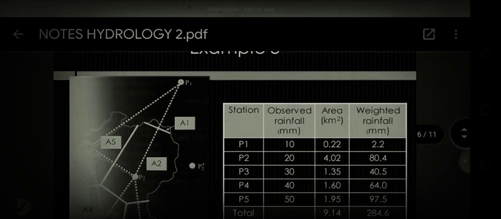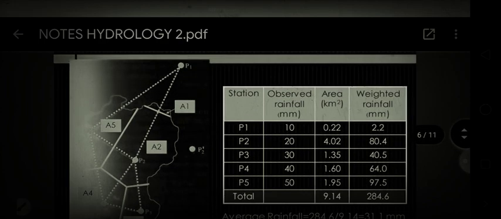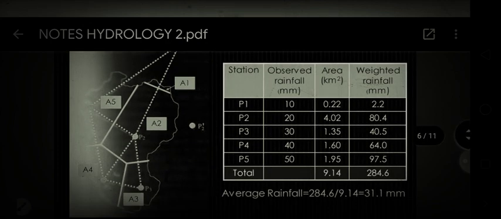If we take an example to understand this, you can see the figure. Here some rain gauges are installed outside the area and some within the area, and we divided it into a bunch of triangles and specified an area for each specific station, so we can have the values. For P1, P2, P3 up to P5, the observed rainfall in millimeter is recorded as 10, 20, 30 up to 50.